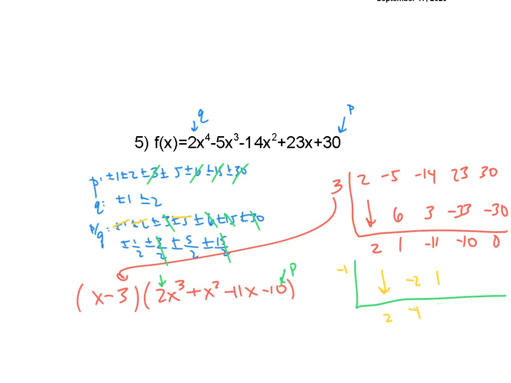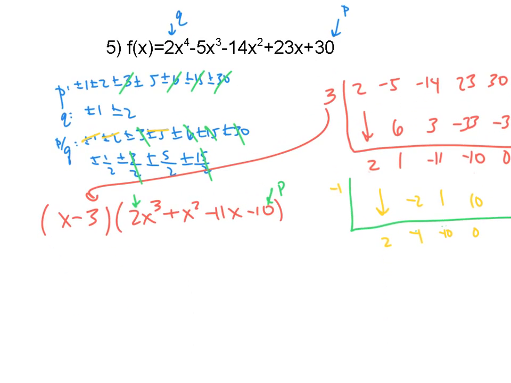I multiply, I get 11. I add, I get negative 10. I multiply, I get 10. I add, I get 0. Woohoo! So that did work. All right.